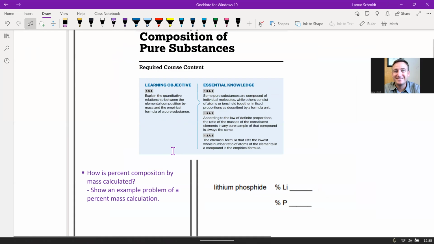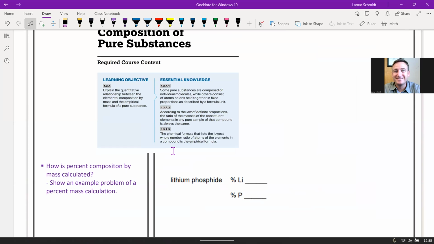So a question might be, how is percent composition by mass calculated? So we need to look at how do we determine the percent composition of a substance. And this is a big deal when we're talking about empirical formulas or pure substances, because once we have the chemical formula of a compound and we have a pure sample of that compound, the ratio of the atoms that make up that compound does not change. You see that? It will remain constant.